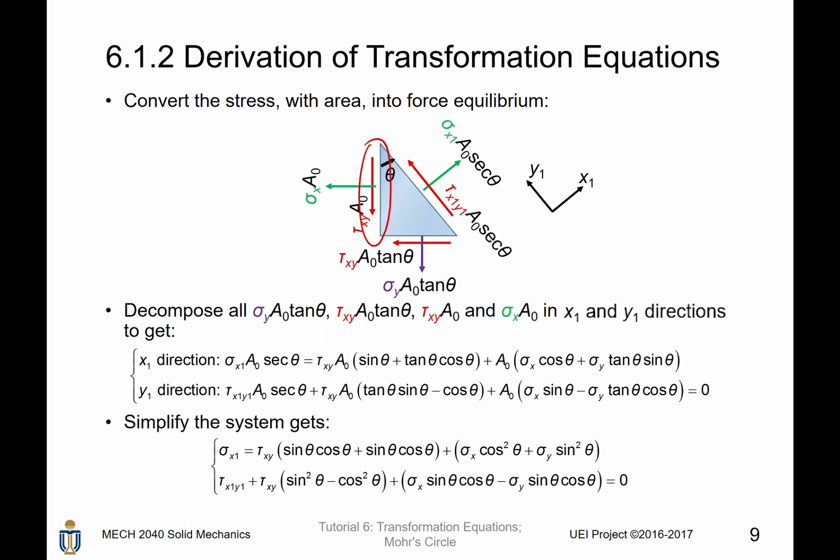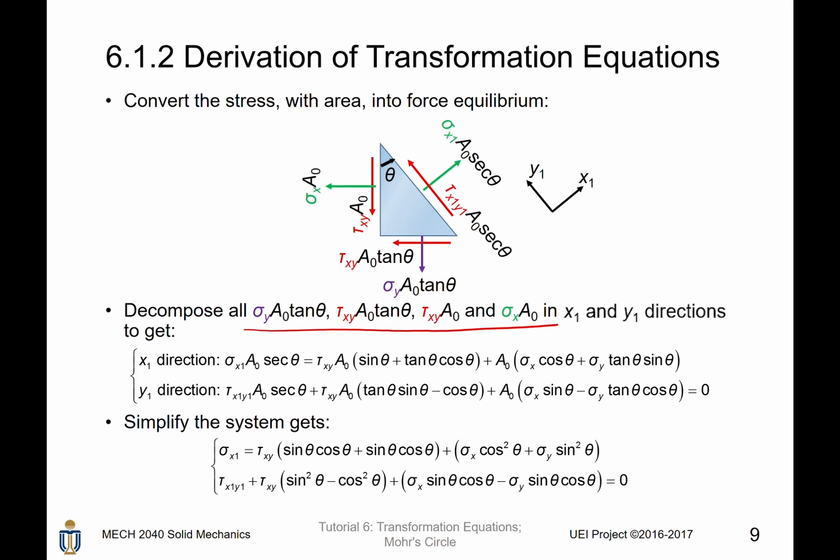For those two orthogonal sides, the stresses on it are sigma x, sigma y, and tau xy respectively. The stresses are sigma x1 and tau x1 y1 respectively. Now we try to decompose all those forces into the x1 and y1 directions in this coordinate system. Then we will get the following very complicated expression. So I will leave you to read by yourself.